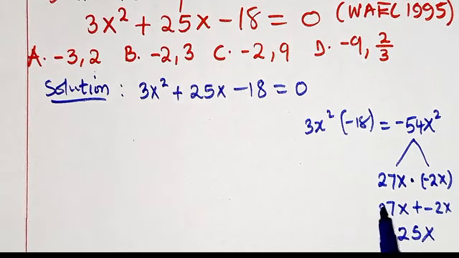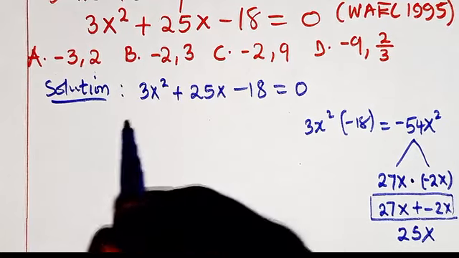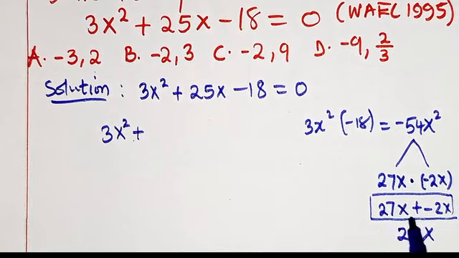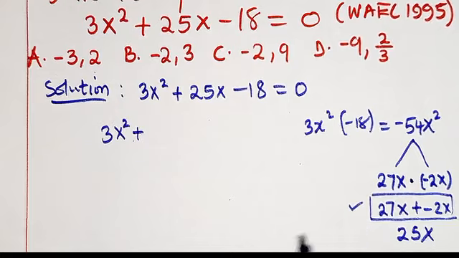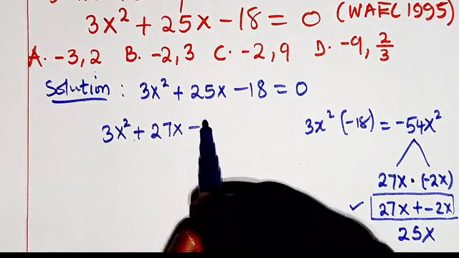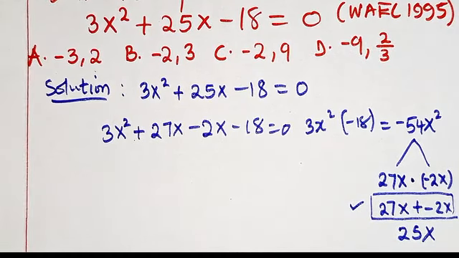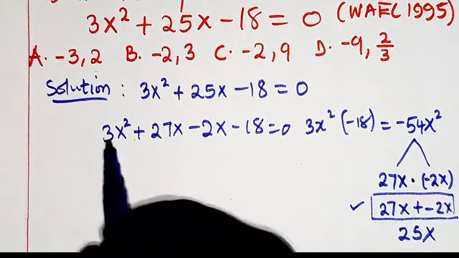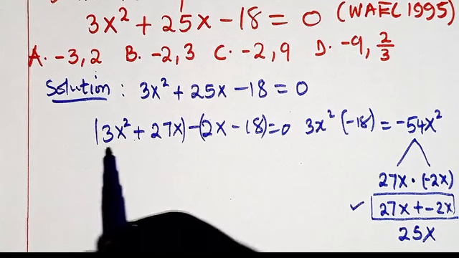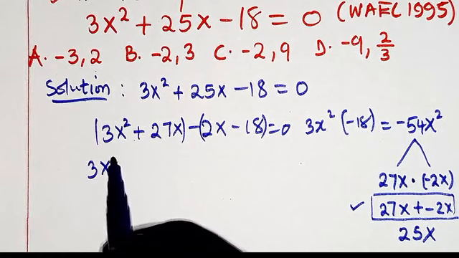So from there, I'm going to replace 3x squared plus 25x with 27x minus 2x, so we have 3x squared plus 27x minus 2x minus 18 equals 0. Are you following? Now I'm going to group it like this and pick out the common factor. I can see 3x is common here.